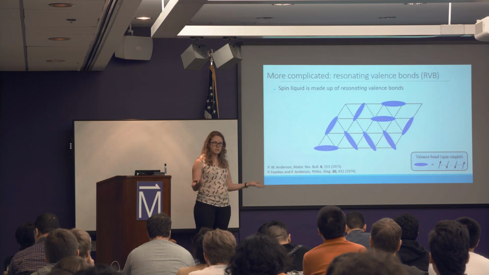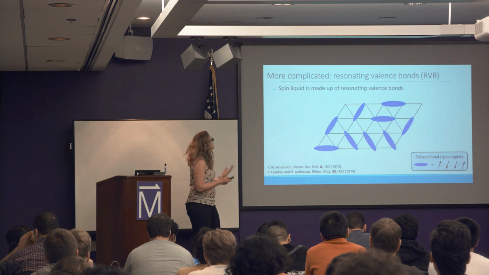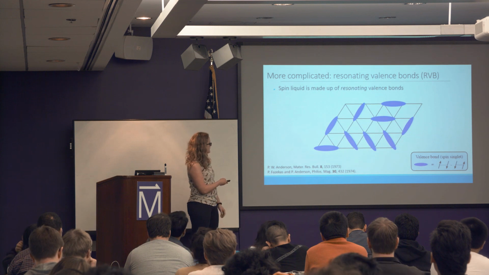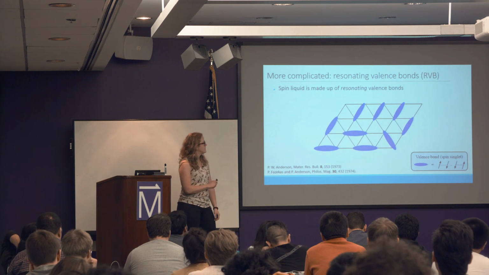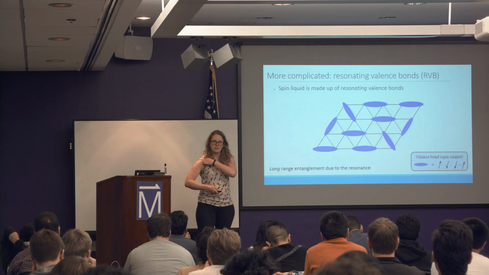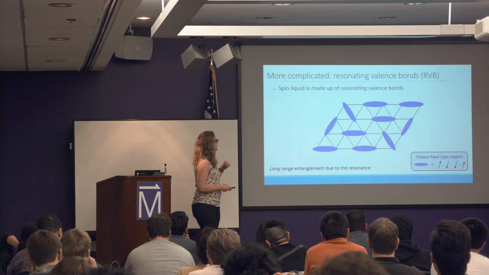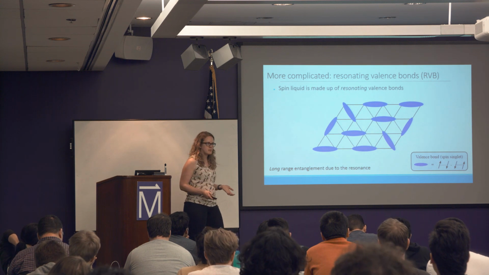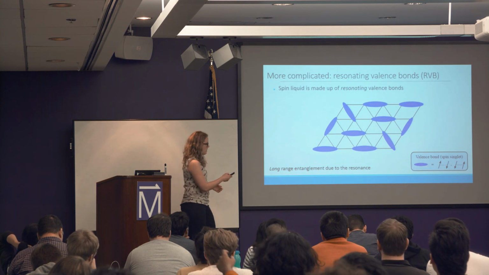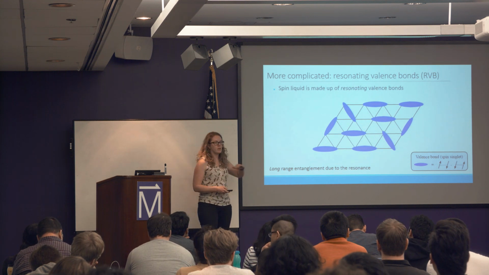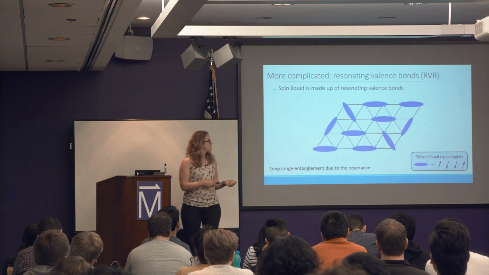So instead of having a single configuration of valence bonds, I instead have a quantum superposition of many different configurations. I have this state, this state, this state, and infinitely many more states if I have an infinite lattice. And so this resonating valence bond state really has a long-range entanglement, where this spin is actually entangled with this spin because of all of the resonance of these valence bonds.